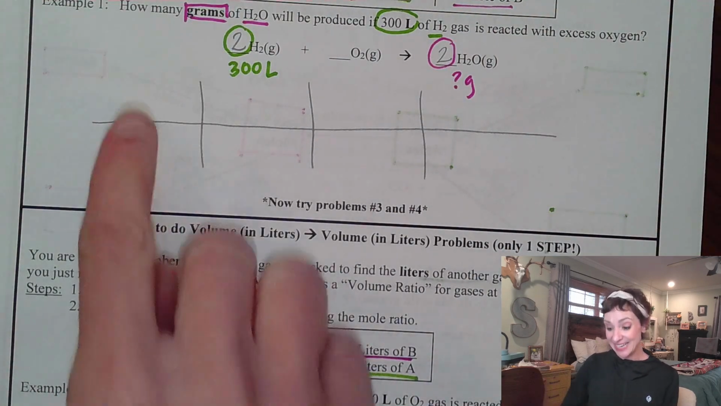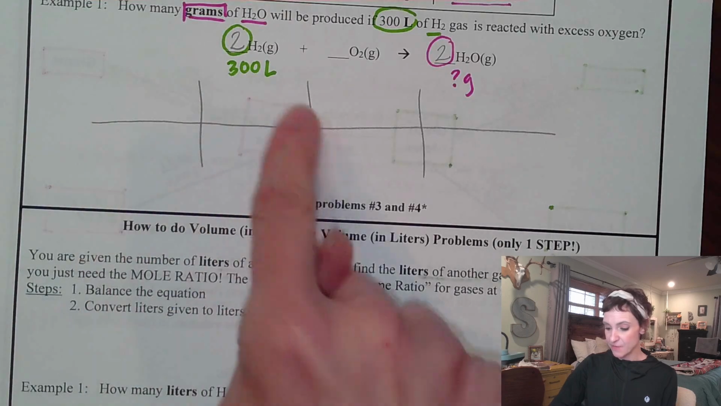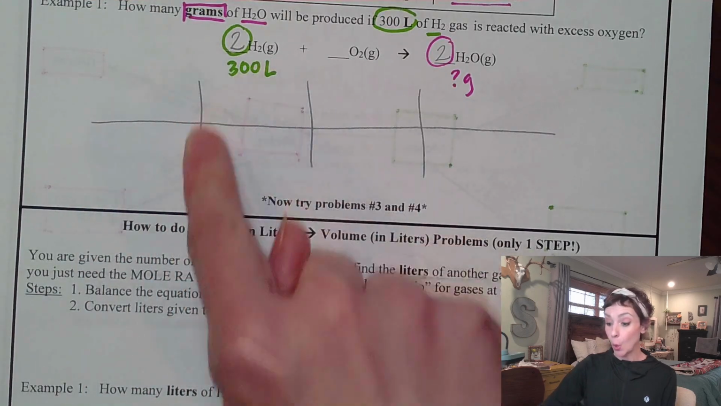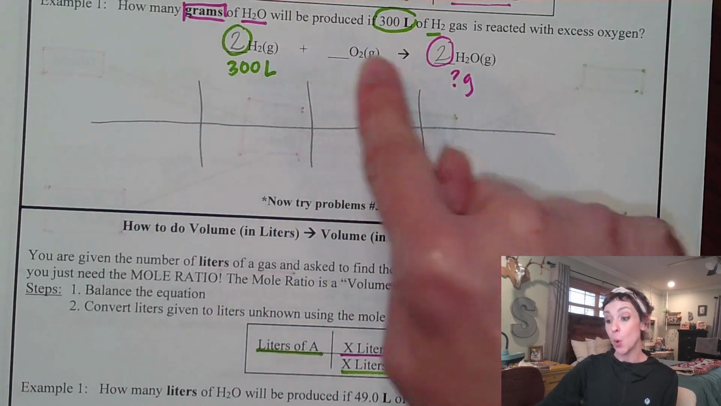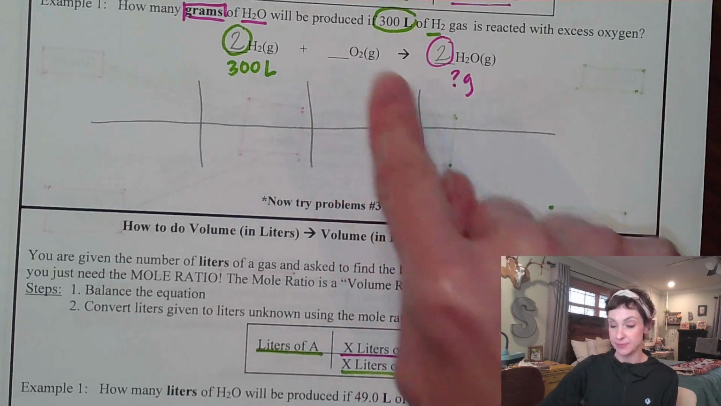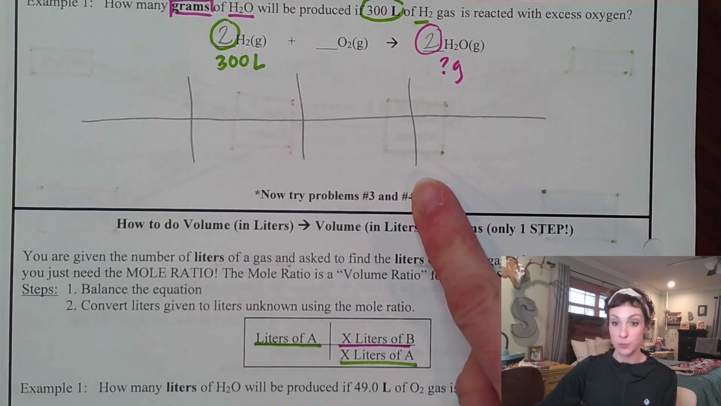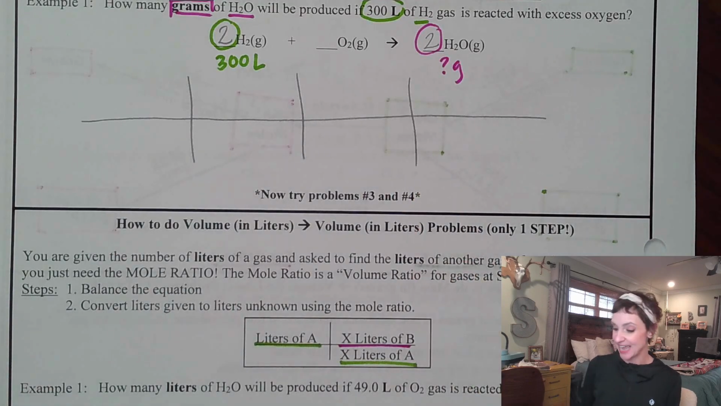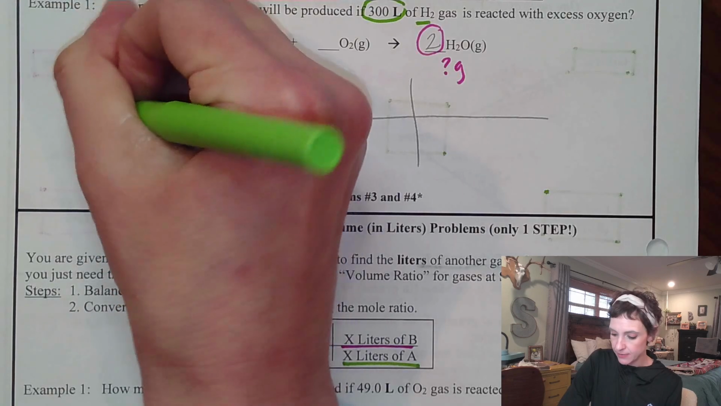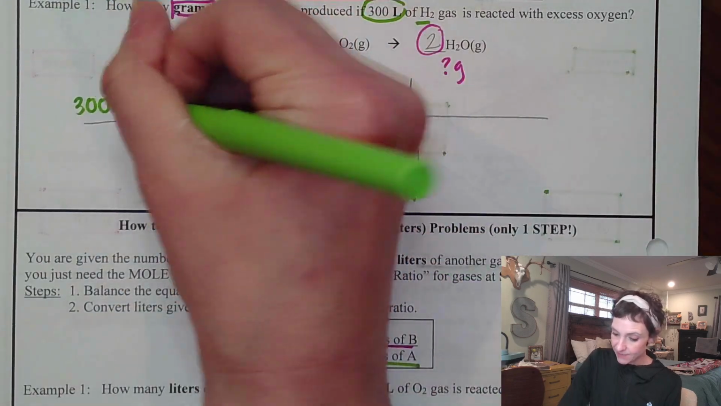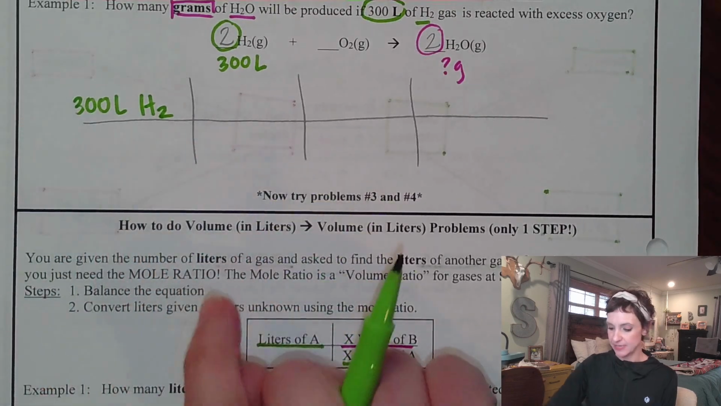Okay, so my given is going to start here, right? And the first step is using the molar volume of that gas. And then this next step is the mole ratio between the 2 substances. And then finally, the last step will be the molar mass of my ending substance. So my given is 300 liters of H2. That was terrible spacing, but whatever, it's fine.